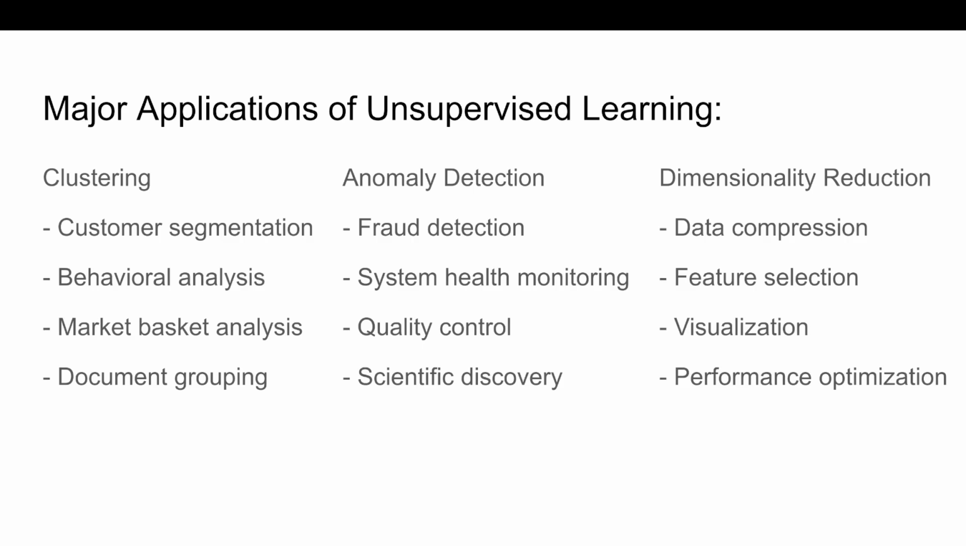Unsupervised learning is also a powerful tool for dimensionality reduction, the process of reducing the number of features in a dataset while retaining the most important information. Imagine you're working with a dataset of images, each represented by thousands of pixel values. Dimensionality reduction techniques like principal component analysis, PCA, and t-SNE can help compress this high-dimensional data into a lower-dimensional space, making it easier to visualize and process.